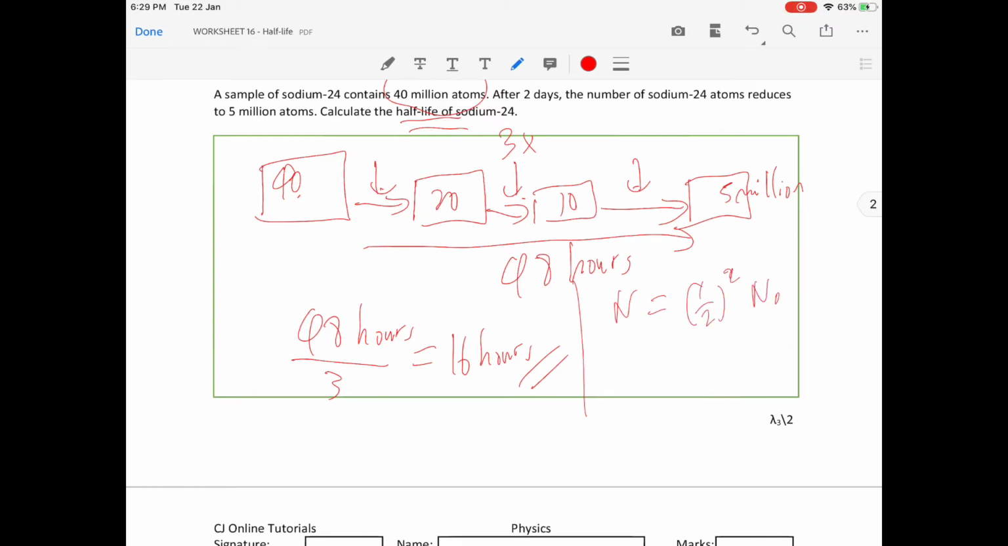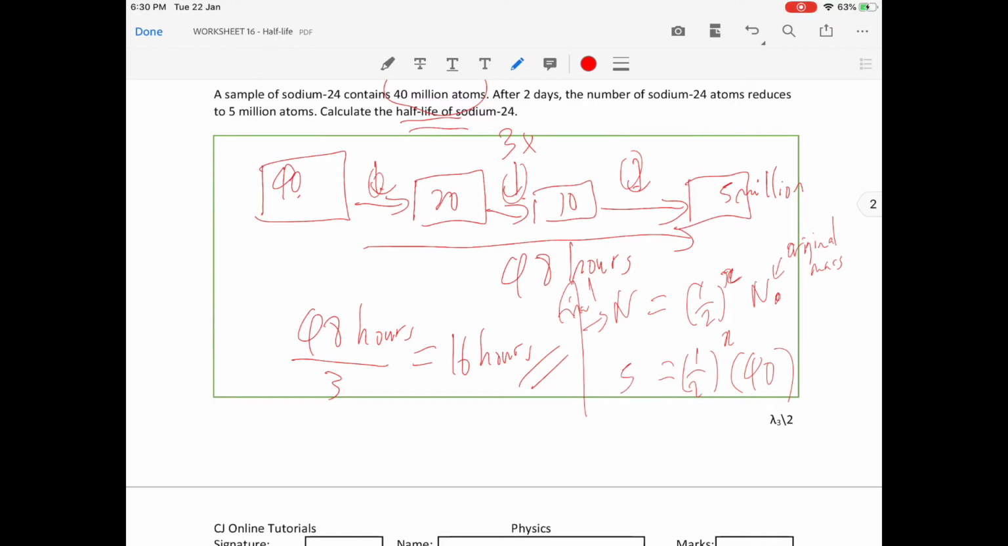N naught here represents the original mass of the radioactive element, and N represents the final mass or final count or final percentage, whatever. X represents the number of half-lives. We'll get to x soon. Basically, x represents the number of arrows here. So watch what I'm doing here. Half to the power of x times N naught, initially at 40, I'm too lazy to write out the million, and we are finally left with 5.